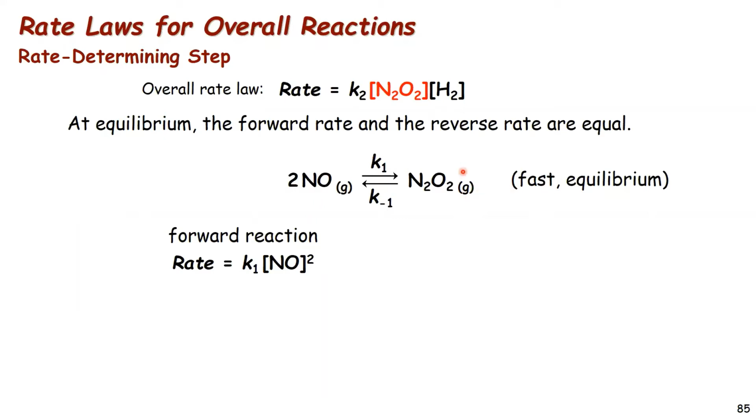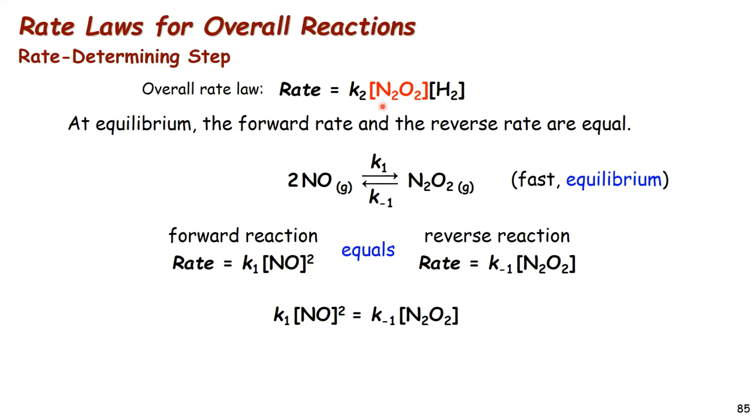But then we have the opposite, the reverse reaction. So now this is our reactant going to the products. So this time it's going to be rate equals k-1 times the concentration of N2O2 raised to the first. At equilibrium, these two rates equal one another. That's what equilibrium means. So that means this rate is equal to this rate, which means this expression is equal to this expression.